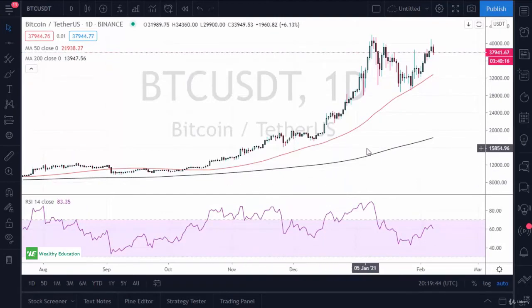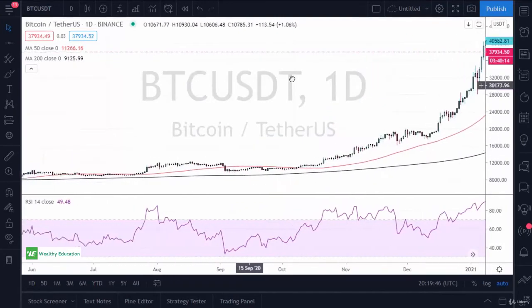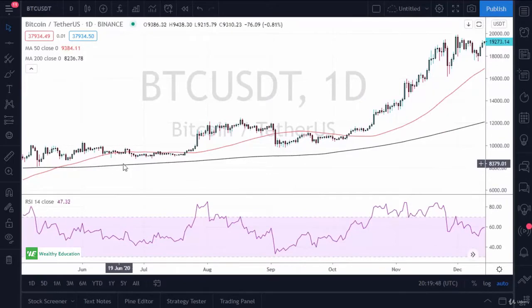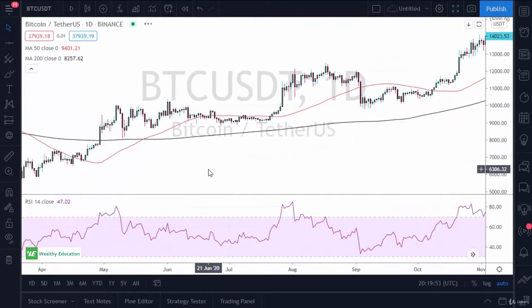So clearly you do not want to be a seller this entire time. And why is that? Well, price is above the 200-day EMA. That's your longer term indicator. Doesn't necessarily mean you want to be a buyer. You just don't want to be a seller.